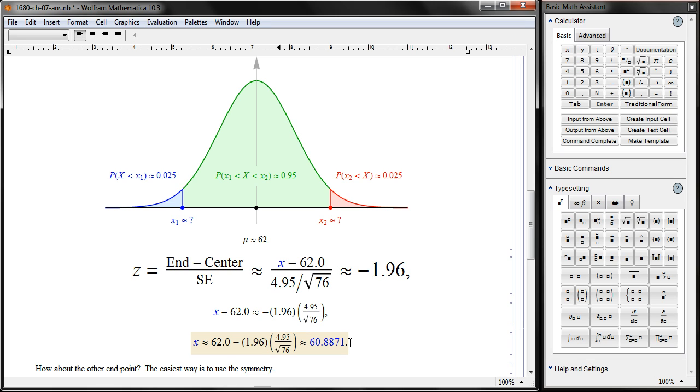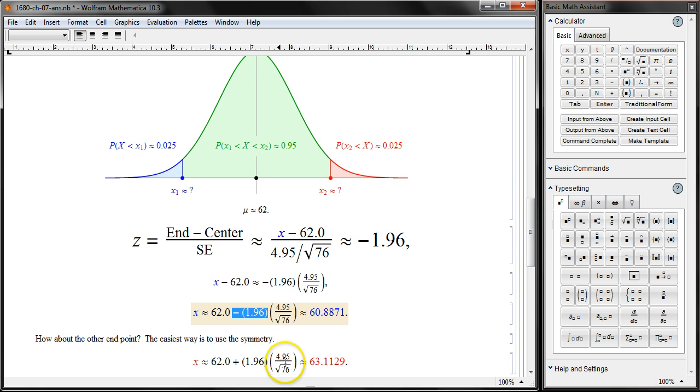Now, how about the other endpoint? You can set up a similar equation, but I found it a little bit more convenient to use the symmetry. Look at this picture. From 62, I went to the left, and that's associated to negative 1.96. Now I'm running to the right. That should be associated to positive 1.96. It comes from the symmetry. Run your calculator, you're going to get 63.1 approximately, like this.